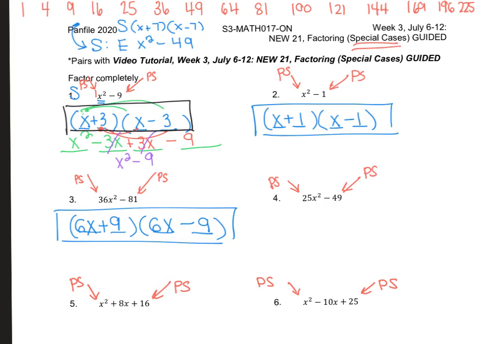All right, number 4. Our first term gives us 5x and 5x. 49 gives us 7 and 7, plus and minus.